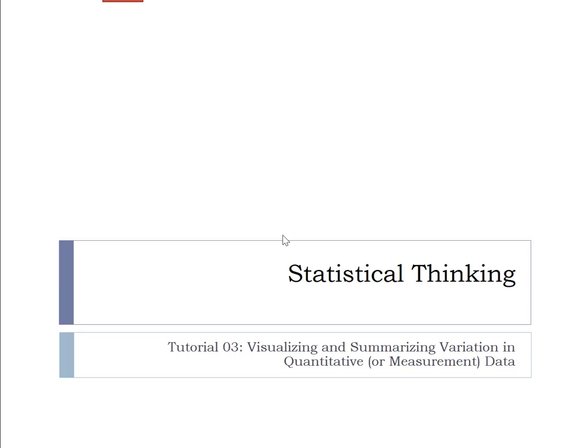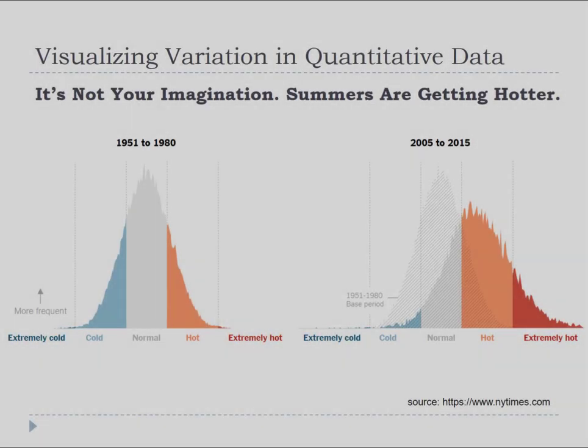Welcome to my third tutorial in statistical thinking titled Visualizing and Summarizing Variation in Quantitative or Measurement Data. We will begin to understand the variation in measurements by visualizing the variation in summer temperatures around the world.